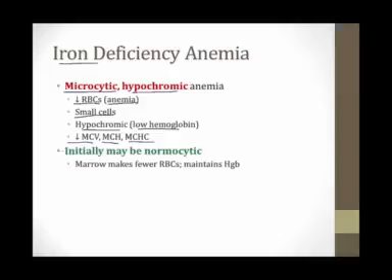Importantly, you should know that initially an iron deficiency anemia may be normocytic. The marrow may make fewer red blood cells but maintain the hemoglobin level and therefore maintain the size of the red blood cells. So just because the patient has a normocytic anemia, it doesn't exclude the possibility that they may be iron deficient. And in clinical practice, measurement of iron levels are something that's routinely done in any patient who is anemic, since the anemia may be microcytic or normocytic.